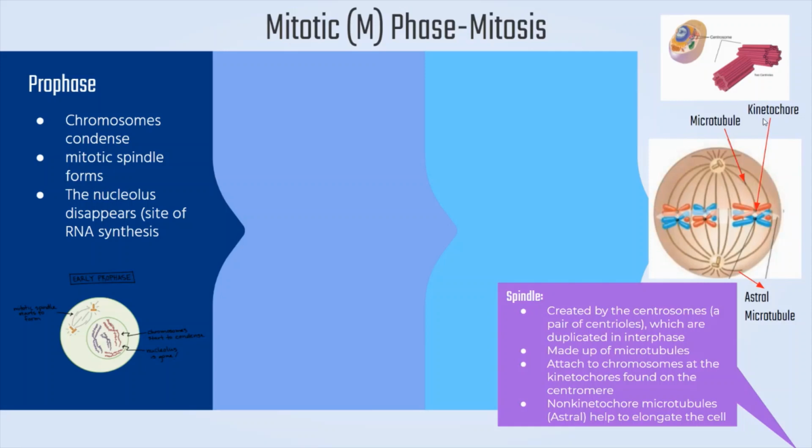And non-kinetochore microtubules are called astromicrotubules, and they help to elongate the cell. So in this diagram, the kinetochore is found in the middle of a chromosome and is attached by a microtubule, whereas the ones that are not attached to any chromosomes are called astromicrotubules.